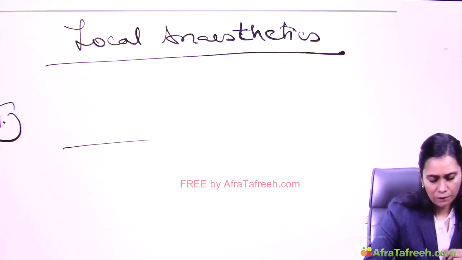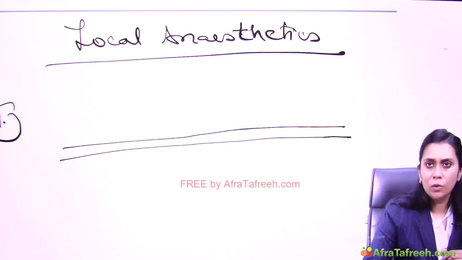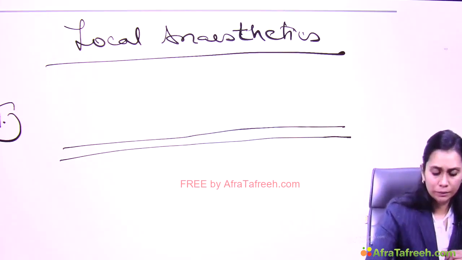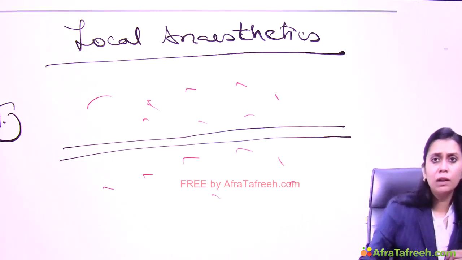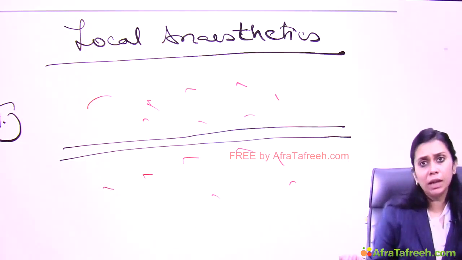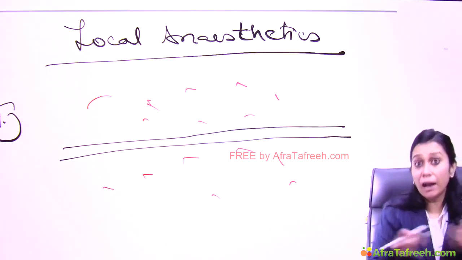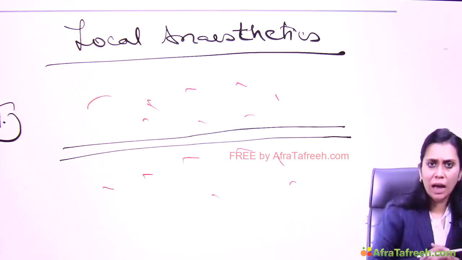Now the first point of local anesthetic. Now this is the nerve fiber, I want to block it. How do I block it? I put the local anesthetic near this nerve fiber. This could be any nerve fiber. This could be femoral nerve, this could be sciatic nerve, this could be brachial plexus, any nerve. If I have to block it, I put the drug around it. Where does the drug act? How is the transmission of this nerve fiber blocked?